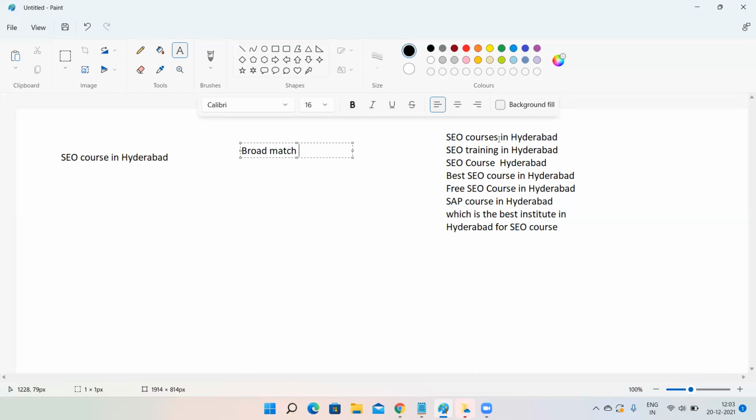Google follows a semantic algorithm. What is a semantic algorithm? Even for singular, plural, Google will adjust. And for website designing, some people will call it website designing, some people might call it web design. So if you mention the keyword web design and somebody is searching website designing, still your advertisement will appear. So Google follows this semantic algorithm.